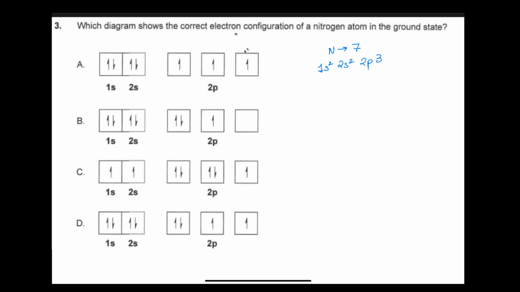1s2, 2s2 will be completely filled. So it will be like this. This is 1s, this is 2s. And for 2p, I will singly fill the orbitals first and then I'll start pairing. So I filled 3 electrons in the 2p orbitals. So that's it. So the answer will be option A.